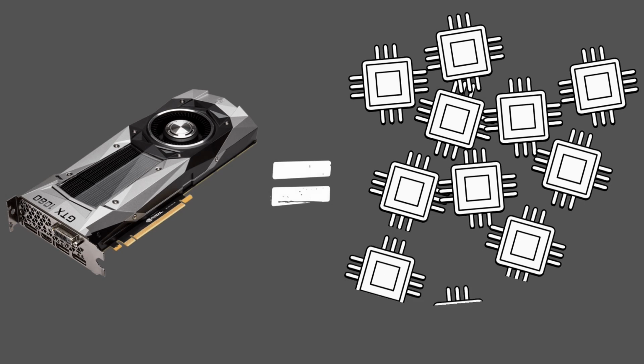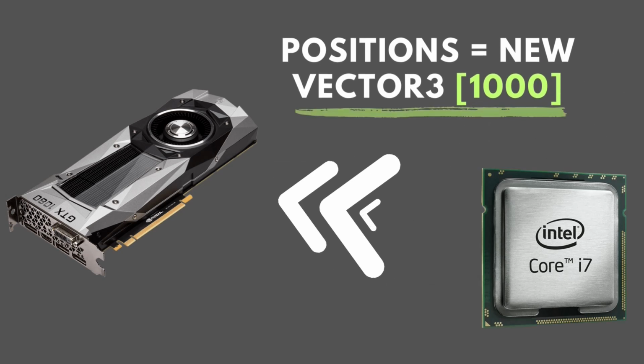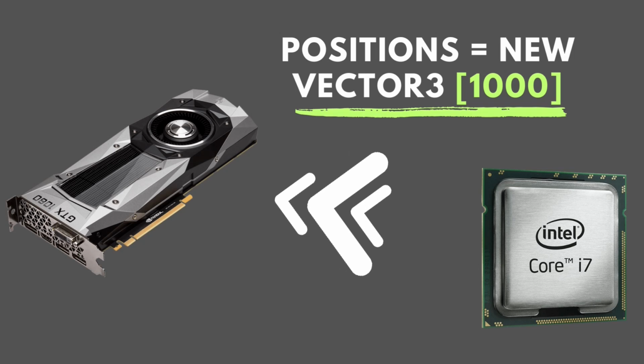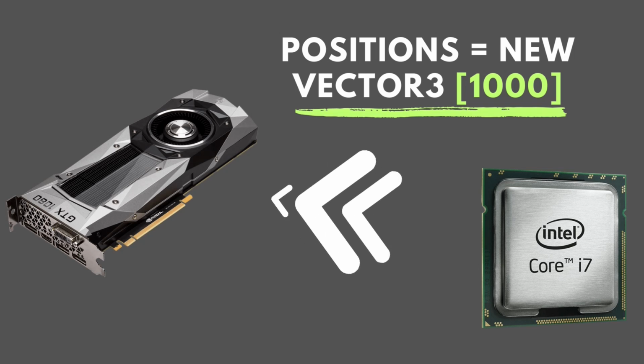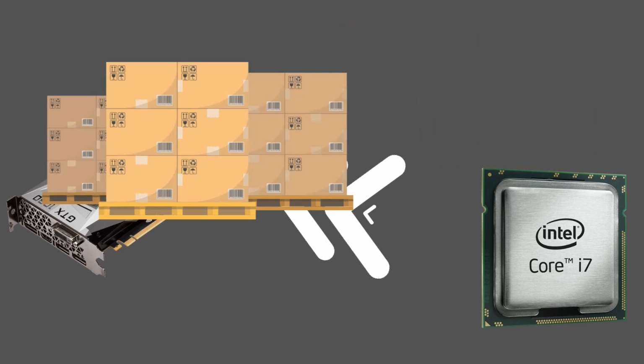GPU is like hundreds of small CPUs. So what we can do instead is to send a bunch of information from the CPU to the GPU at one time about all of the objects that it should spawn.